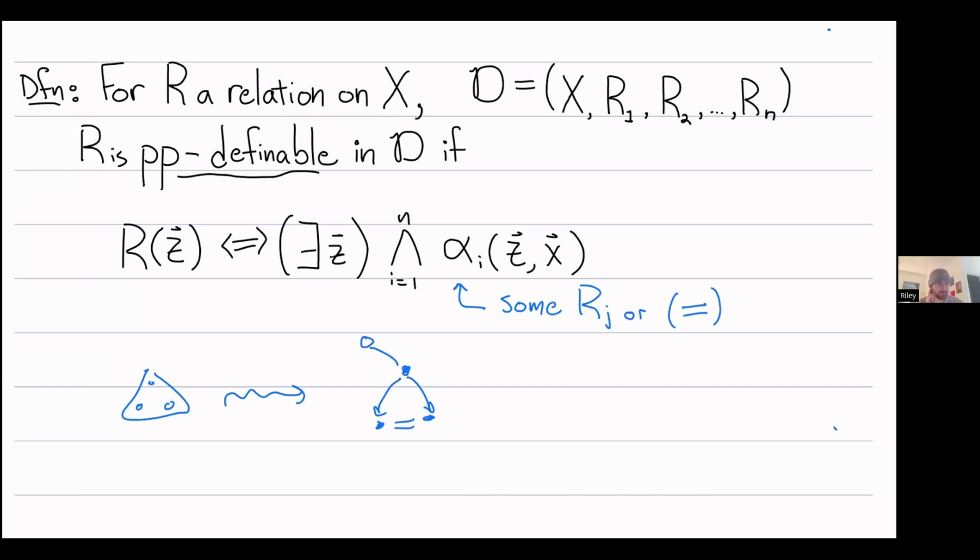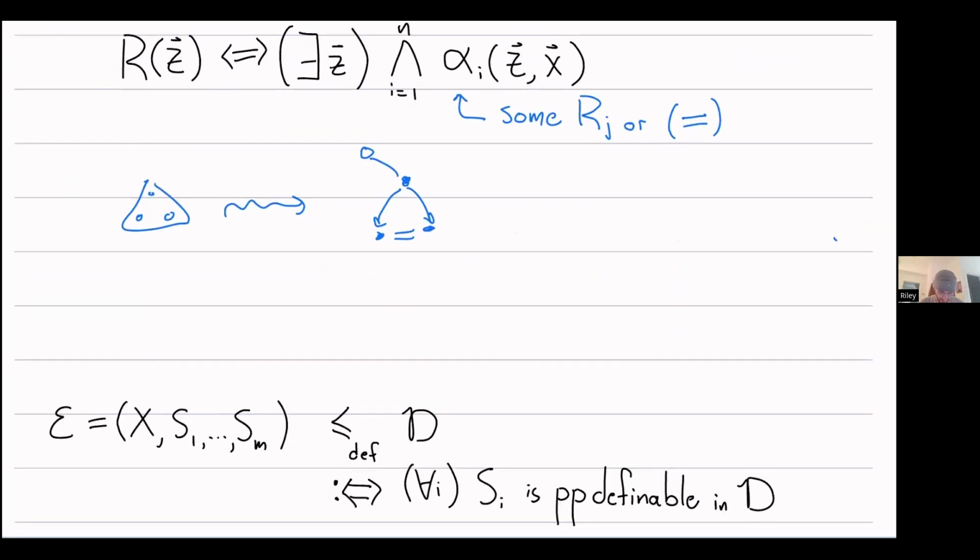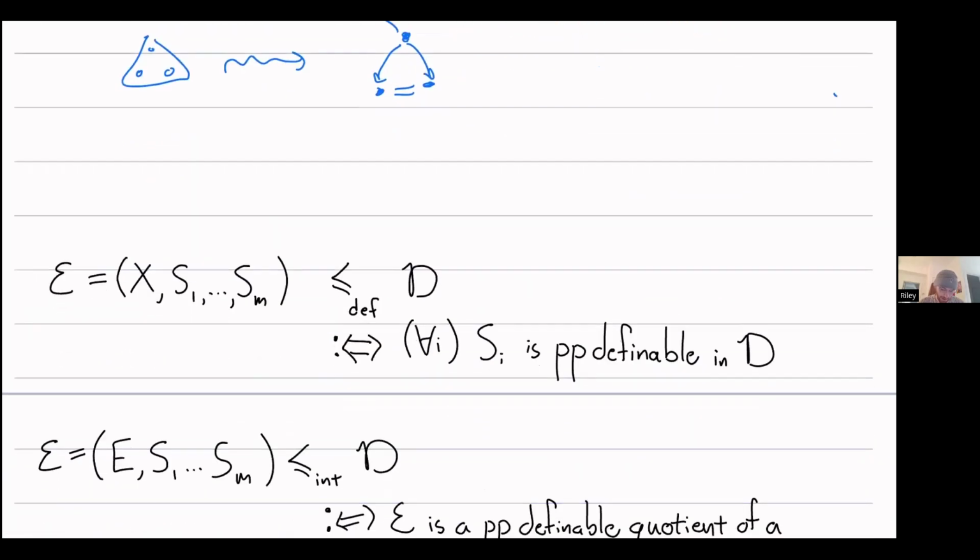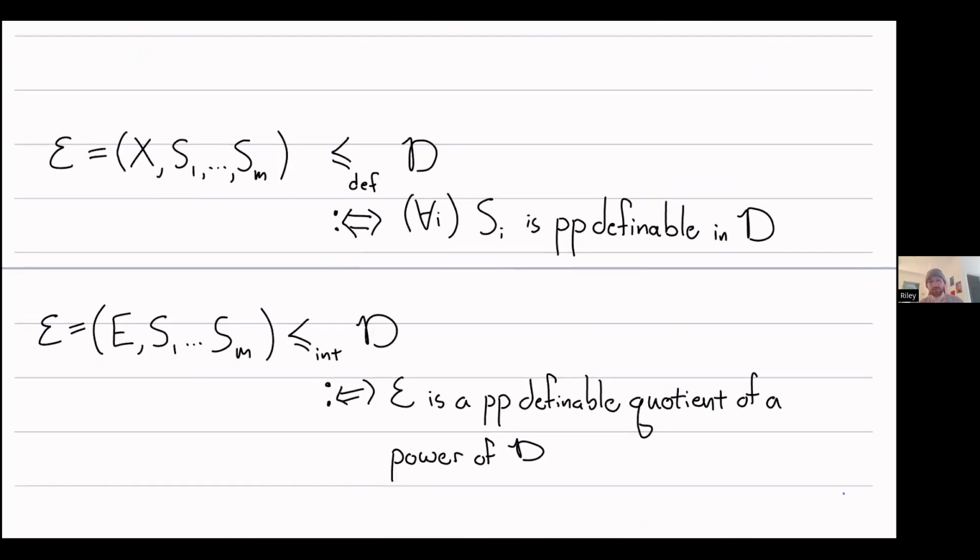And it should be not too hard to see. Maybe it takes a minute to think through carefully, but surely it should be at least believable that if we have a polymorphism for D, there will also be a polymorphism of anything that you can PP define in D. Okay. So we can extend this relation between a structure and a relation to a relation between two structures.